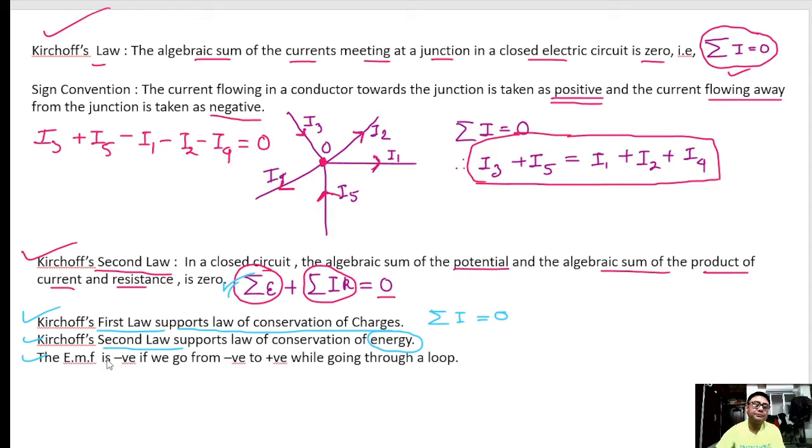Now the third one: EMF is negative. Please watch here. If this is a battery, EMF will be negative if we go from negative to positive. That means if you are going in this direction, negative to positive, your EMF will be taken as negative, and if you are going from positive to negative, your EMF will be taken as plus, right?